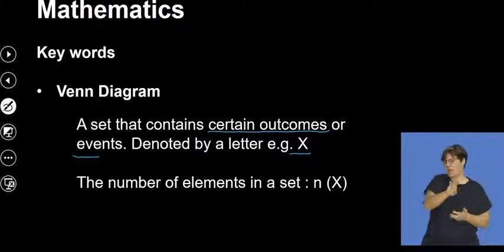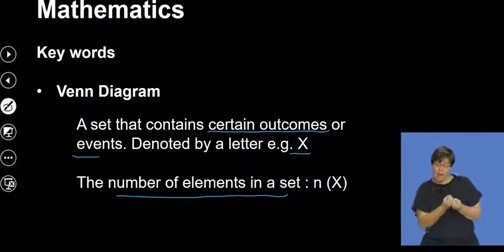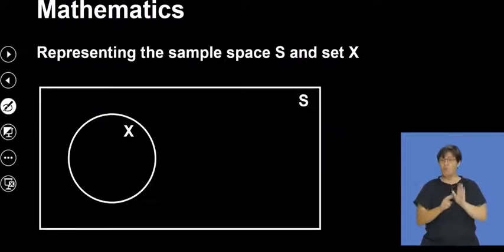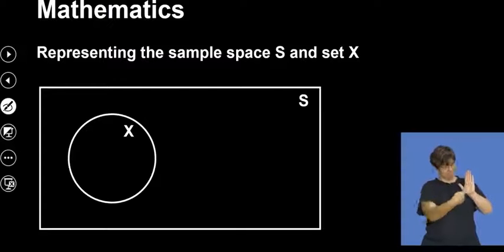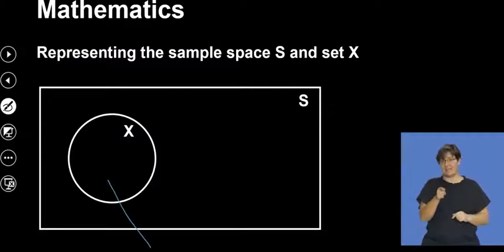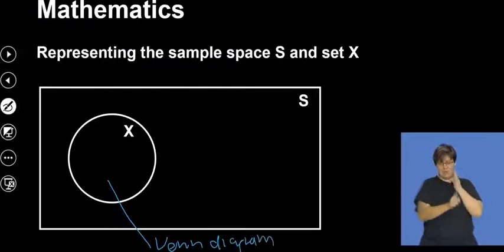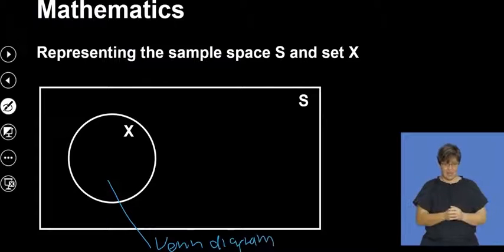If we want to know the number of those events or outcomes in a set, we say it's the number N in brackets X. And to represent it graphically, this is the set. It's the Venn diagram of those outcomes or those events that are part of the sample space. So we recognize that it is not overtaking the sample space, it's within the sample space.